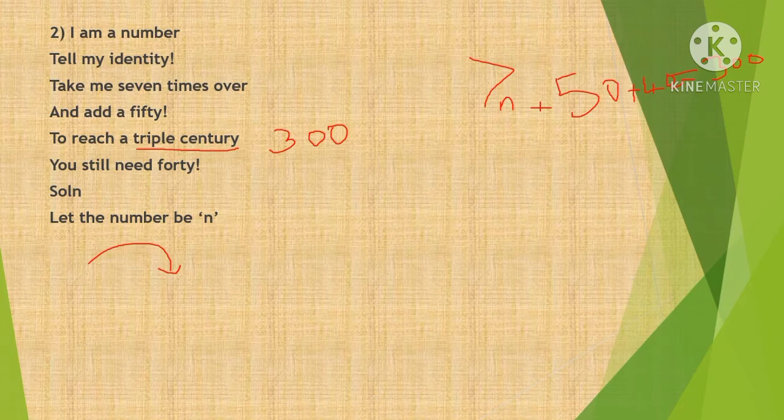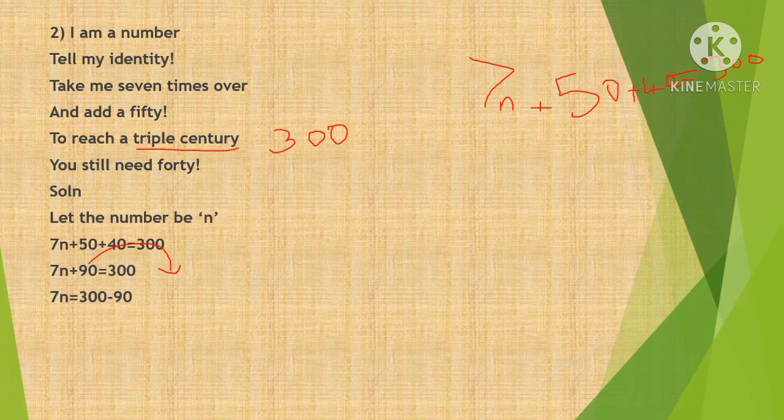To reach triple century, you need 40. So plus 40. So this is the equation we are writing from this statement. 7n plus 50 plus 40 is equal to 300. Now solve the equation. 50 plus 40, 90. So 7n plus 90 is equal to 300.